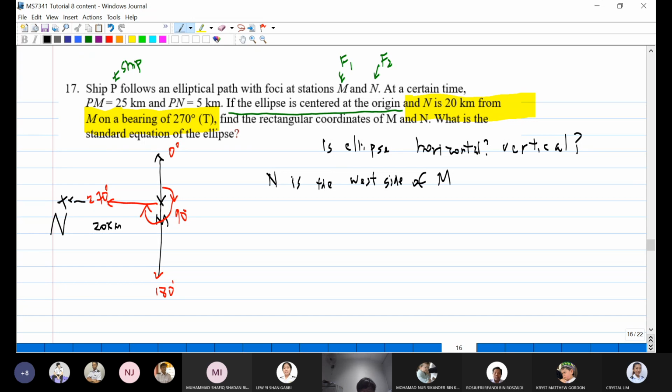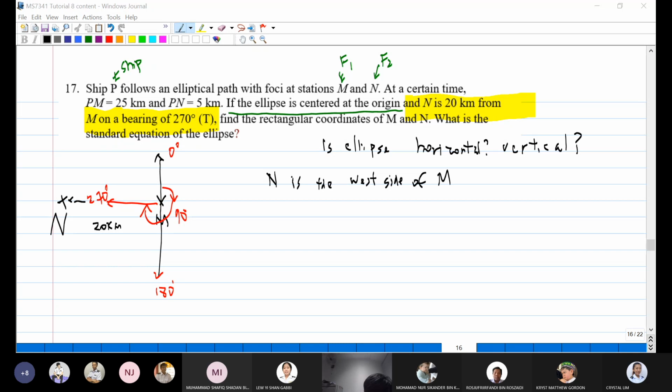So this is a horizontal ellipse, right? So let me answer some questions. I think some people got a question there. Why is M the center origin? No, it didn't say. It did not say M is the center origin. Okay, not true. Question didn't say.